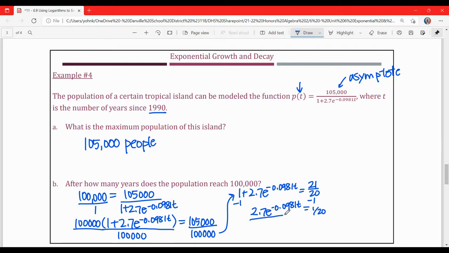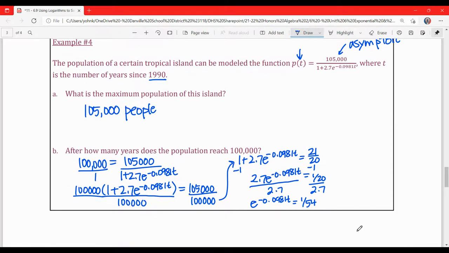Then I can divide both sides by 2.7. And I get e to the negative 0.0981t equals, and if I do 1/20th divided by 2.7 on my calculator, I get 1 over 54. Then to get rid of the exponent, I can take the natural log of both sides. So ln e to the negative 0.0981t equals ln of 1/54. The left side, the ln e goes away, negative 0.0981t equals ln of 1 over 54.